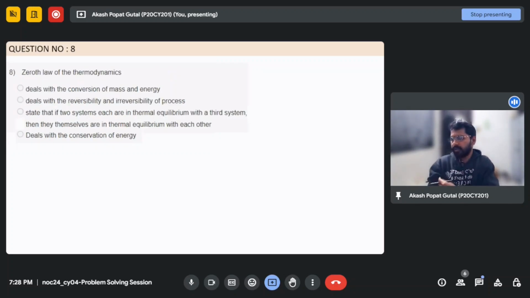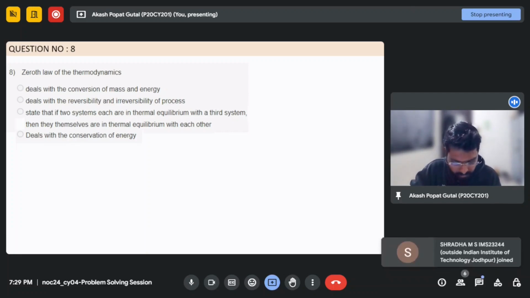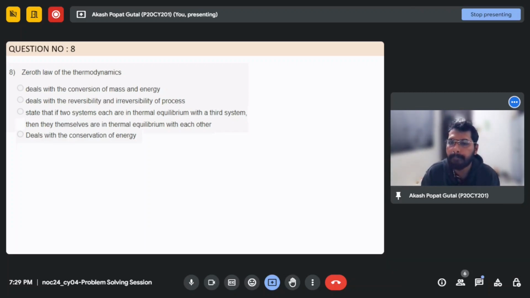So the next question is about the zeroth law of thermodynamics. It deals with the conversion of mass and energy; deals with the reversibility and irreversibility of processes; states that if two systems each are in thermal equilibrium with a third system, then they themselves are in thermal equilibrium with each other; and deals with the conservation of energy. So what should be the answer? Sir, option C.